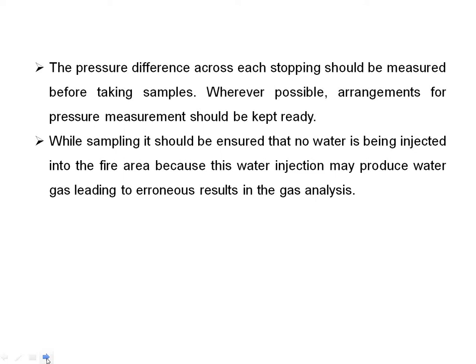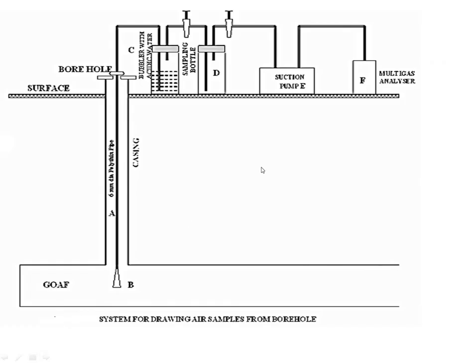While sampling, it should be ensured that no water is being injected into the fire area, because as I told you, there will be one U-tube system during the fire stopping. But here also, in the sectionizer stopping, that one-meter stopping, there is a U-tube to reject the water from inside to outside. So there is no chance of injection of water, because it is a U-tube, and if it is a gas, the gas will also automatically be removed, and that should be filled up with sand. Water injection in the fire area may produce water gas, leading to erroneous results in the gas analysis, because water gas can be produced, so the wrong result can be produced. Here also there is the system of the sampling pipes.